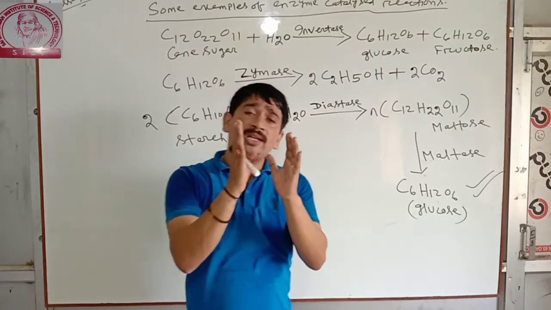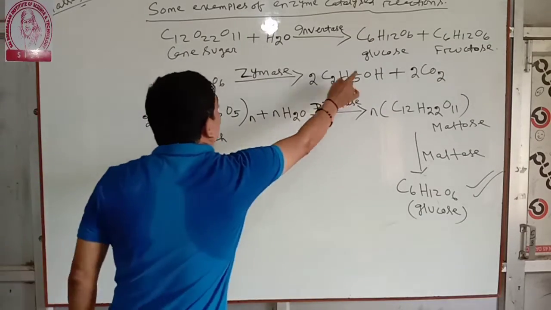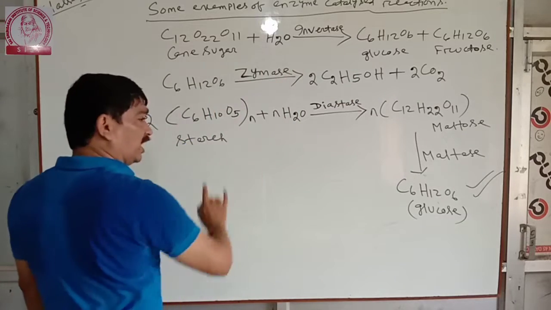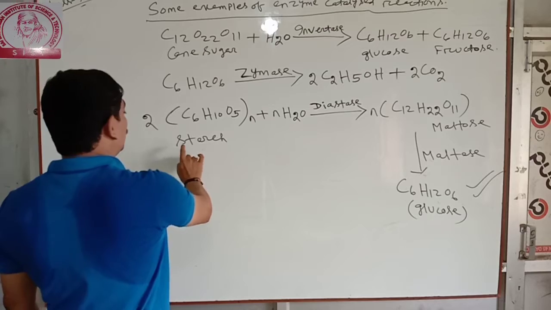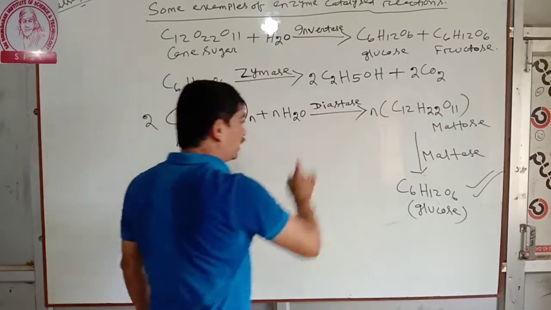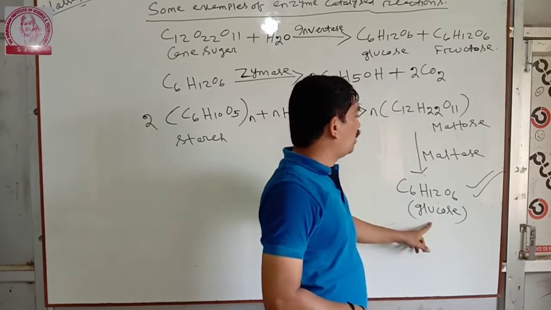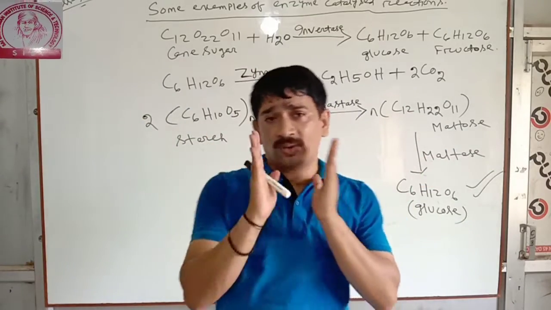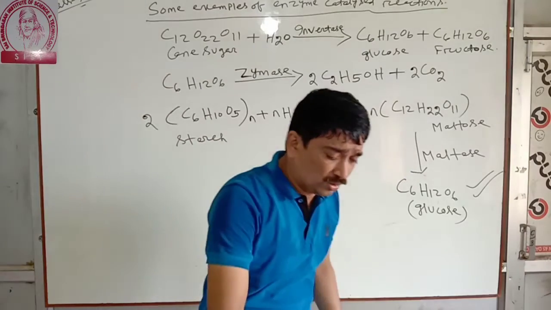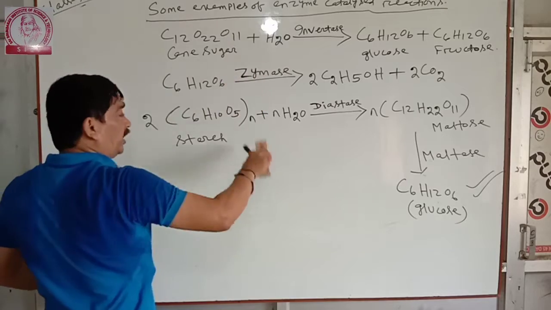So these are the only short questions. Which enzyme is used for the conversion of glucose to ethyl alcohol? Only answer is zymes. Which enzyme is used in the conversion of starch to maltose? Diastase. Which enzyme is used for conversion of maltose to glucose? Maltase. So these are the only 1 mark questions he will put. Clear? Next is another 3 examples.